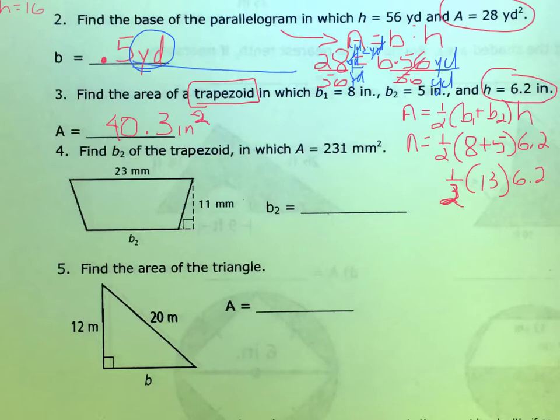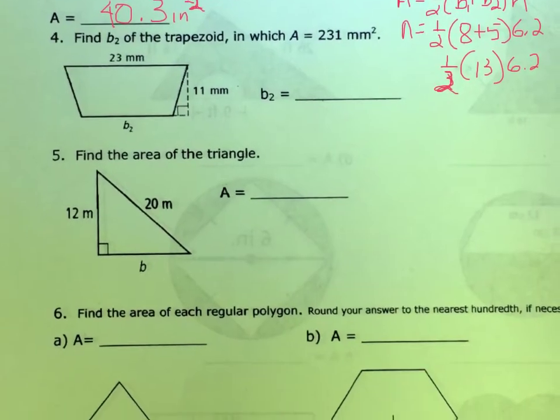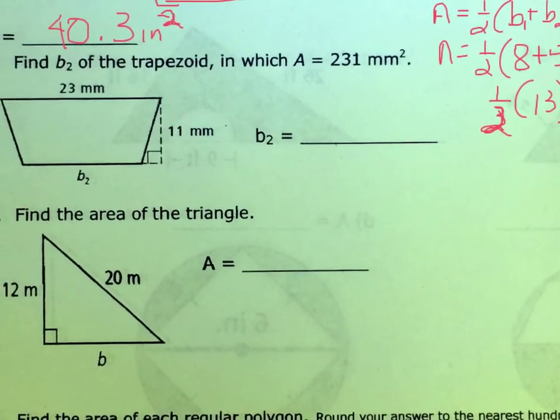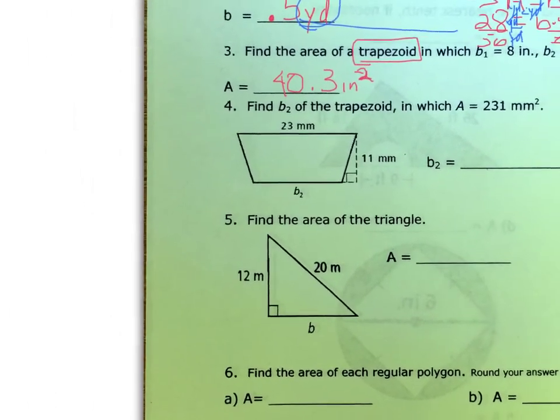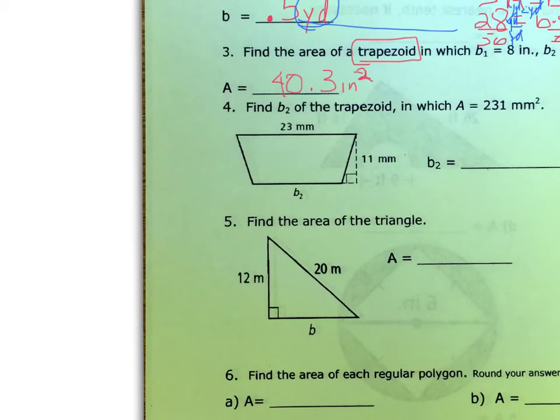Okay. Problem number 4. In number 4, they want me to find the base 2. So we just have to write the formula down first of the trapezoid and then work it out. So the formula for the area of a trapezoid is A equals 1/2 times base 1 plus base 2, times the height. Substitute everything that is given to you. The area is 231.